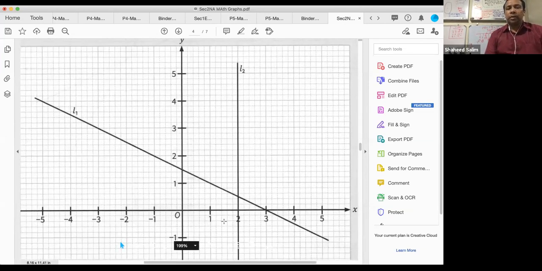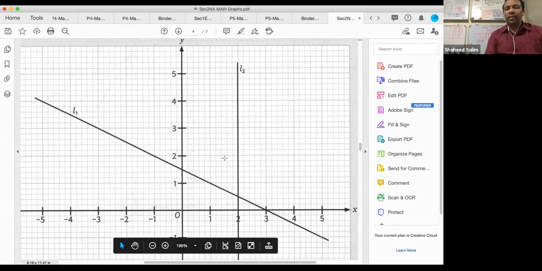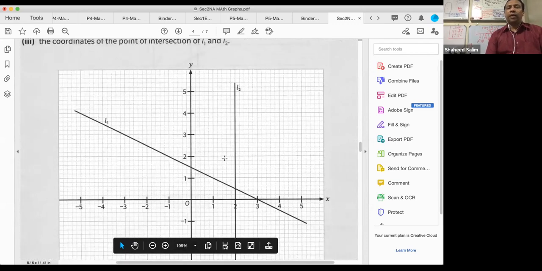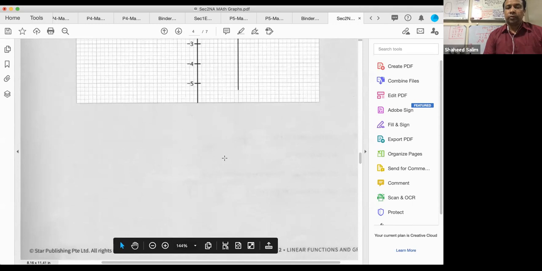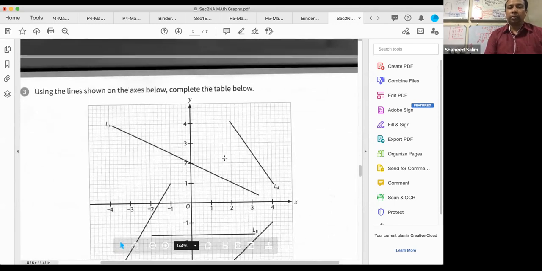So now, it cuts the y-intercept at 1.5. So now you try this one.